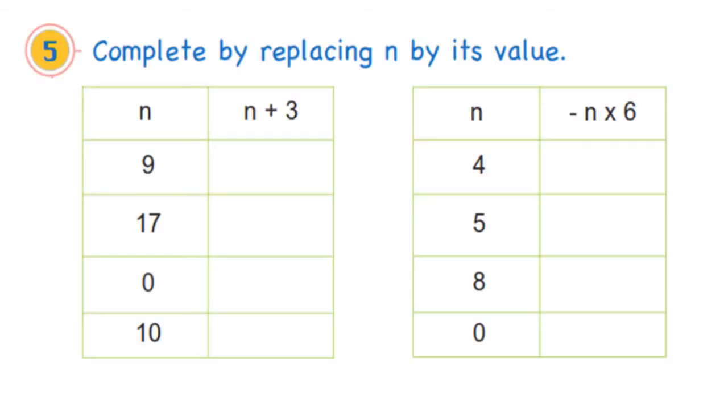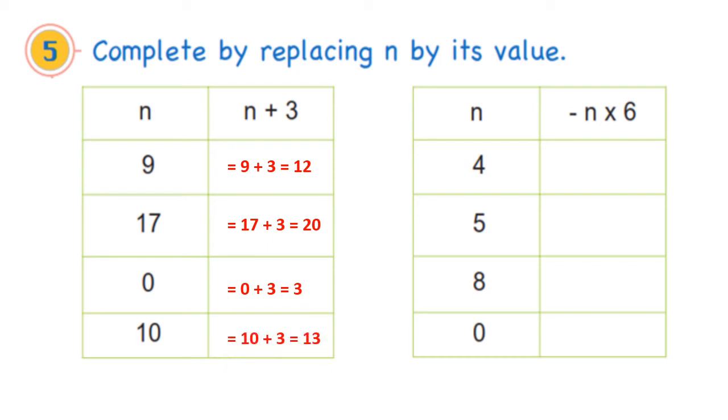Now question number 5, we need to replace n by its value. So I have different values for n, 9, 17, 0, and 10, and we have the algebraic expression n plus 3. We are going to see every time I change the value of n, what will happen. So the first one, instead of the n, we are going to put 9, so it's 9 plus 3, 12. This time, I'm going to replace the n by 17, and 17 plus 3 is 20. Also 0 plus 3 is 3, and 10 plus 3 is 13.